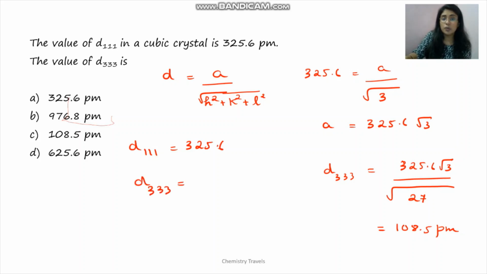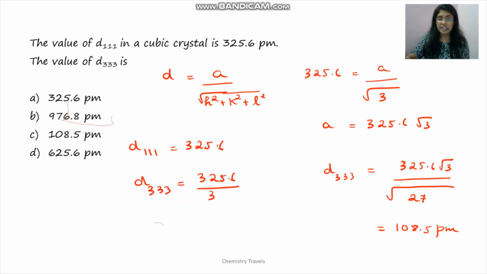The D333 value would be half by 3. We just have to do this. Whatever D11 value we have, 3 times it is the next one's plane. So I just have to divide the D11's value by 3, and I would get the same answer.